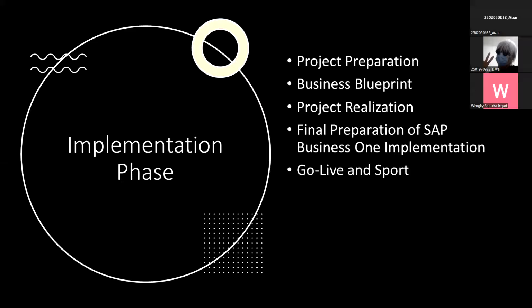So the next implementation phase is project realization. So in this project realization is all of the SAP Business One implementation phases. And in this phase, the business process and technical requirements are implemented as documented in the blueprint.